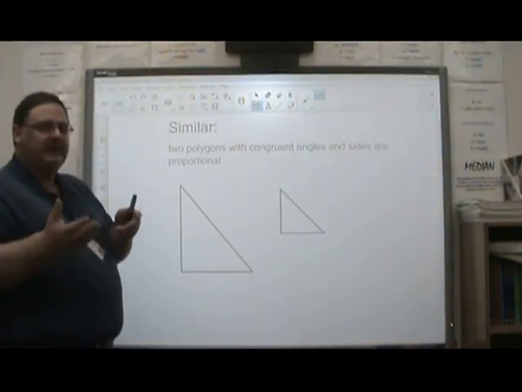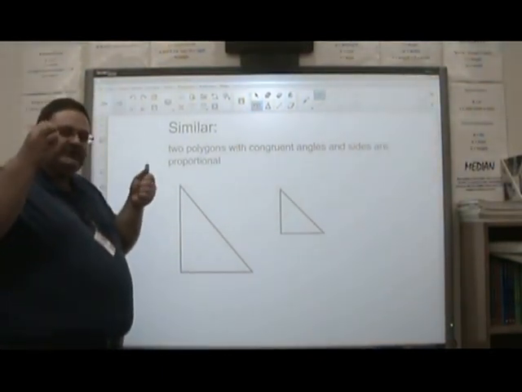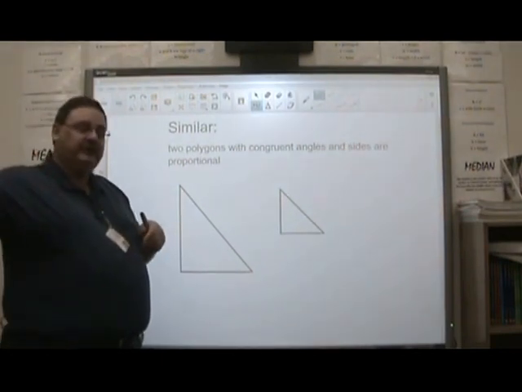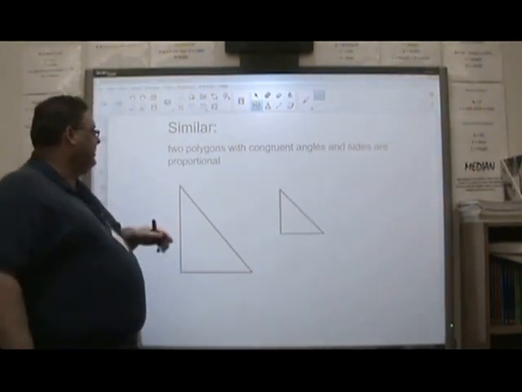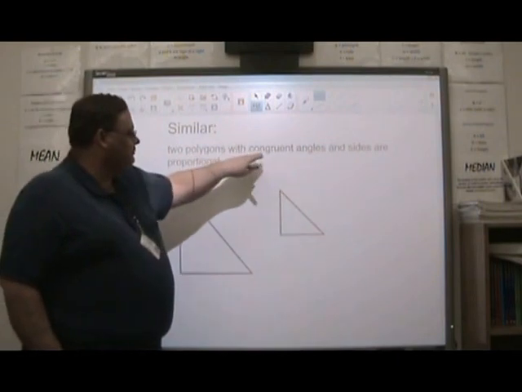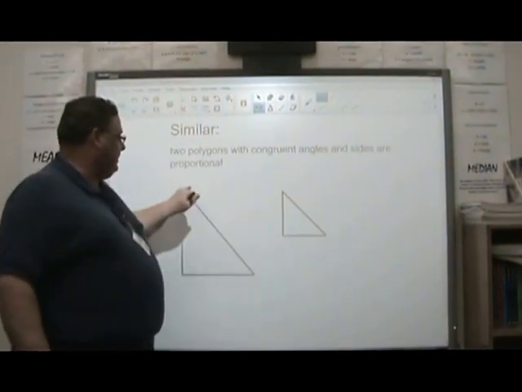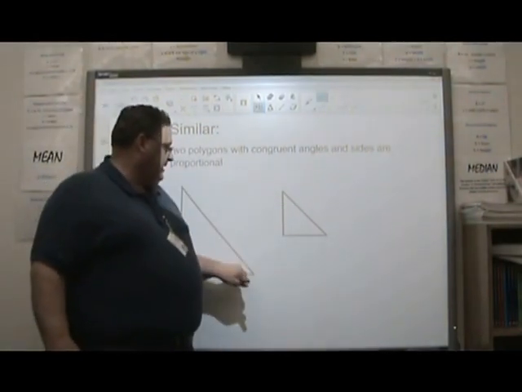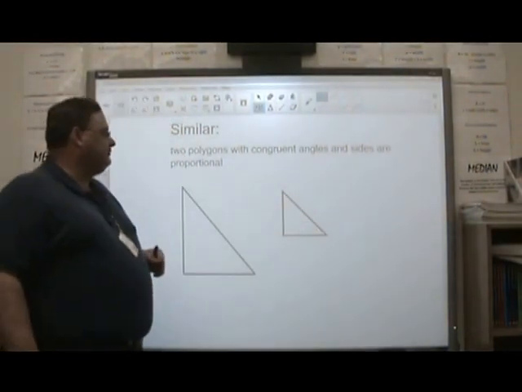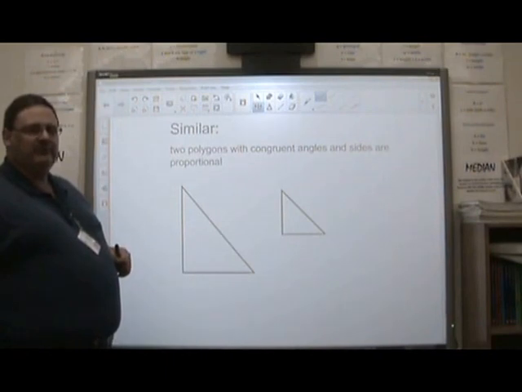Don't let it get you caught up. It means equal. Those aren't the exact two angles. One's over here, one's over there, but they measure the same. So taking a look, two polygons with congruent angles. In other words, this corner would be the same as that one, the top would be the same as the top, and the right would measure the same right, and the sides are proportional.